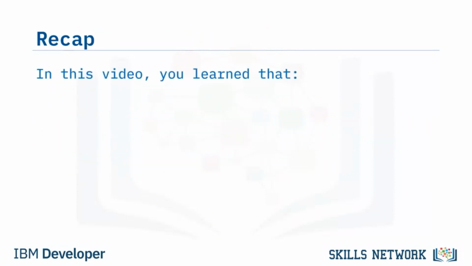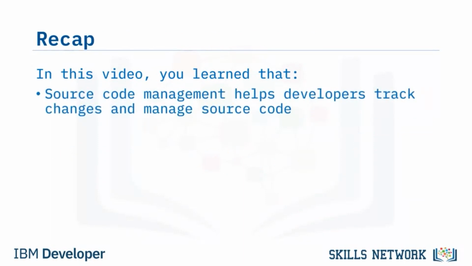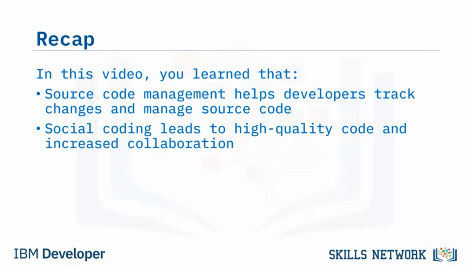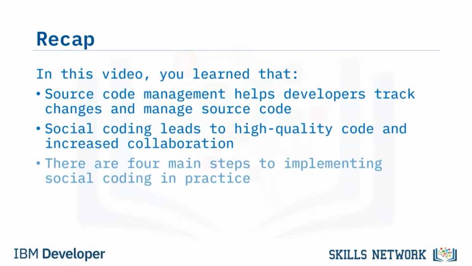In this video, you learn that source code management helps developers track changes and manage their source code. Social coding is a practice that leads to high-quality code and increased collaboration. And there are 4 main steps to implementing social coding in practice, and each step flows into the next.